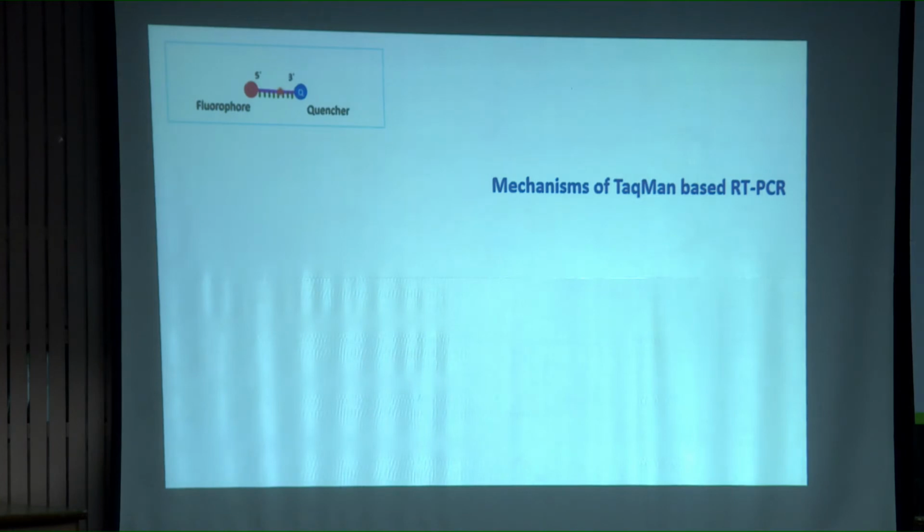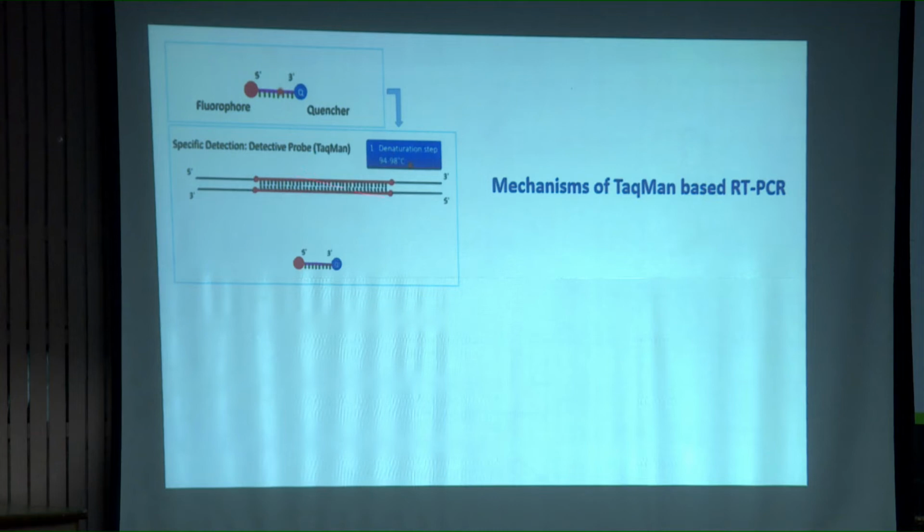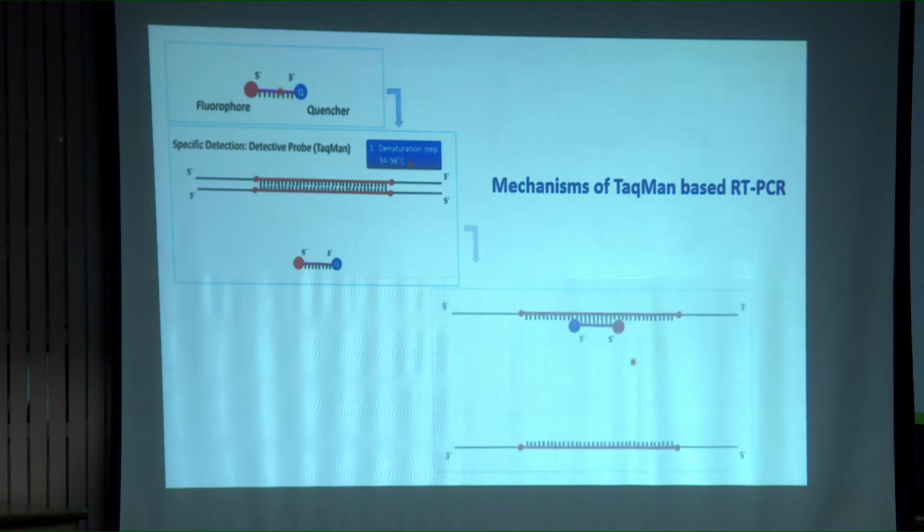Pictorially it is something like this. We have a fluorophore and a quencher. The 5' end has the fluorophore and the 3' end has the quencher. For the double-stranded DNA, denaturation starts at 94 to 98 degrees Celsius. In the mixture, everything is there: you have dNTPs, primers, and the probe. When denaturation is activated, the strand becomes two single strands, and the probe is going to bind somewhere here.